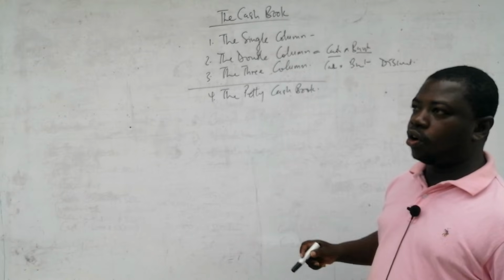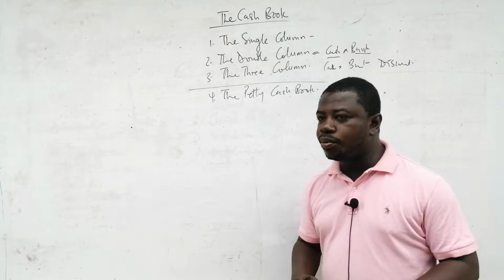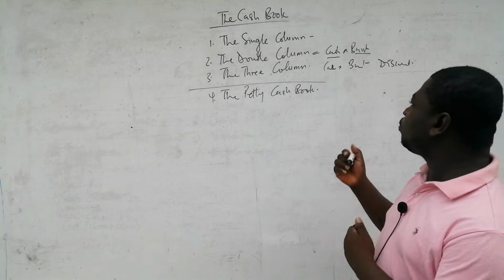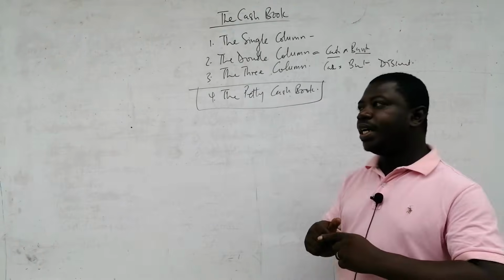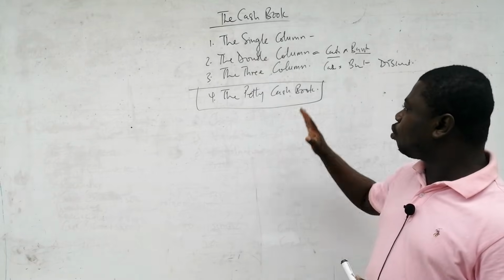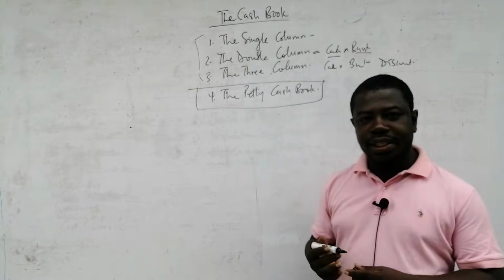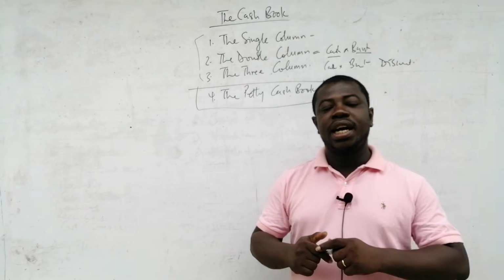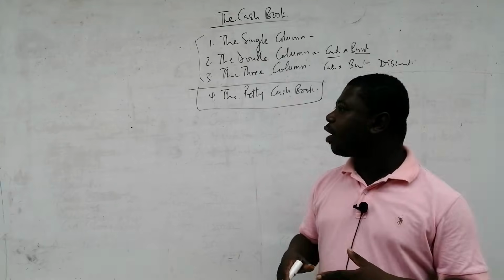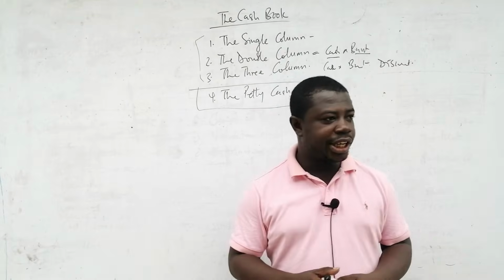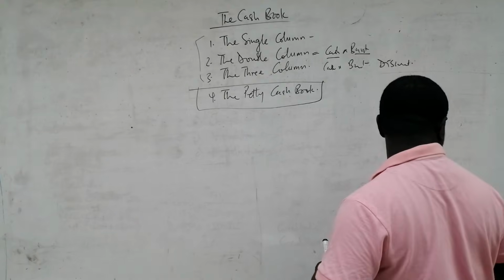We have the single column cash book, we have the double column cash book, and then we have the three column cash book. The petty cash book is a little different, and so I'm going to treat that separately in a different video. For now, let us focus on the main cash book, the single column, the double column, and the three column cash book. Okay, so I'm going to try and take them one by one and explain how they will look. And then after that, we'll pick a question and solve.